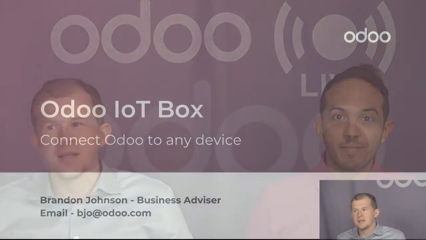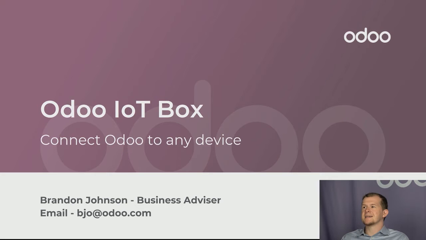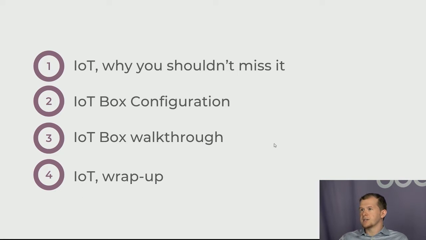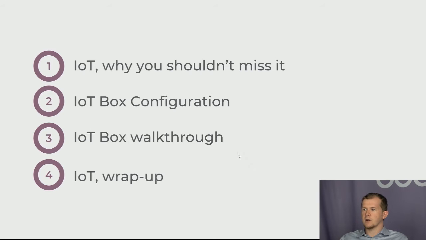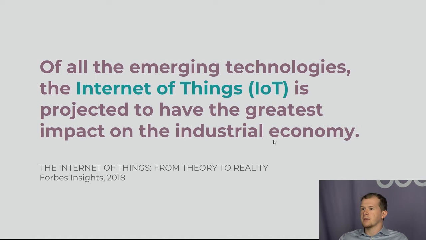Well, thank you. So today what we'll be discussing is the IoT box. The IoT box is a box that looks like this. It's powered by the Raspberry Pi. And IoT stands for the Internet of Things. What this allows us to do is connect all of our devices into Odoo. There's a few things we want to discuss today: why you shouldn't miss it, configuration, walkthrough, and wrap up.